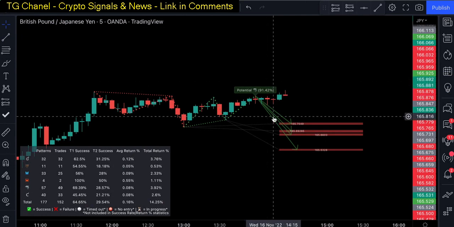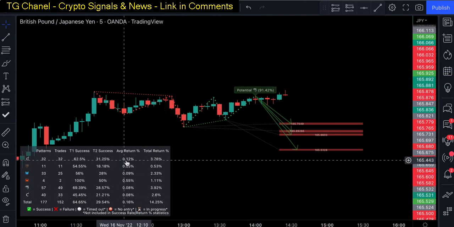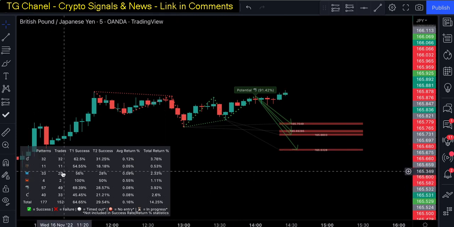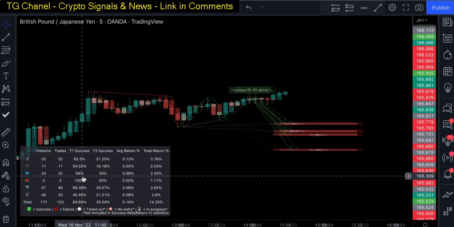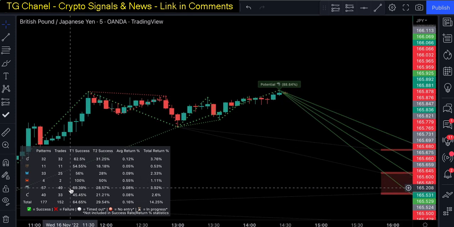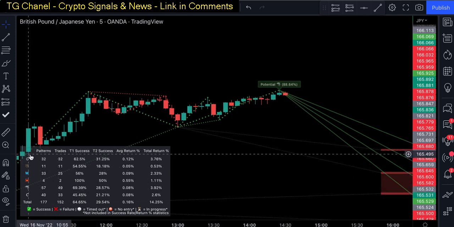The indicator also comes with a table. This is basically a backtester that shows you how accurate these patterns are. If we take a quick look at these numbers, we can see that on the first place we've got a crab, which has a 100% accuracy. On the second place we've got a shark, which has 69.39% win rate. And on the third place we've got this G pattern. This one has a win rate of over 62%.